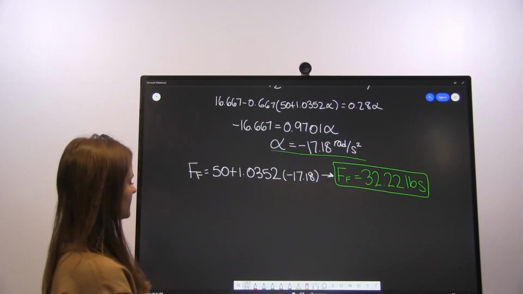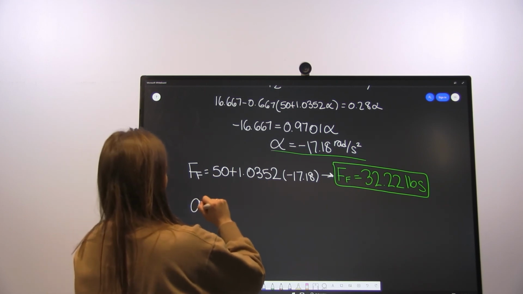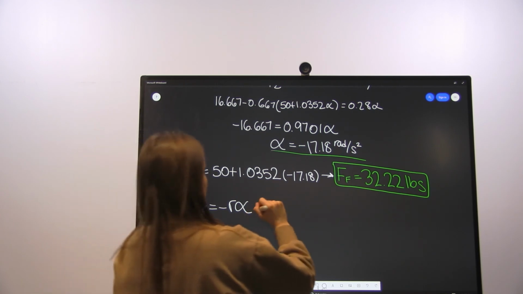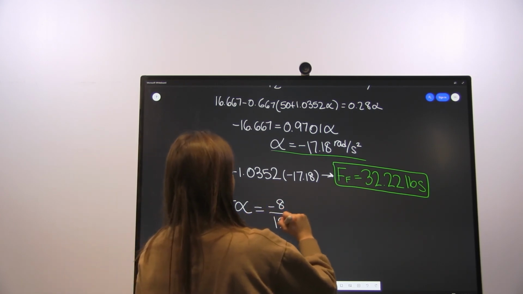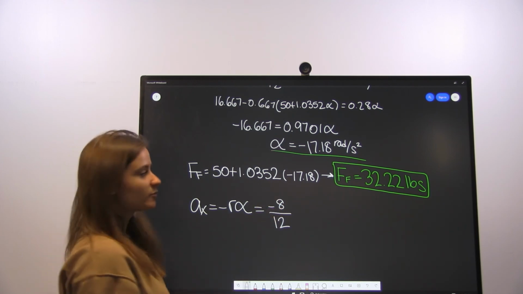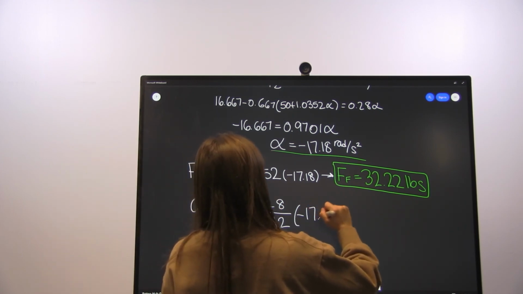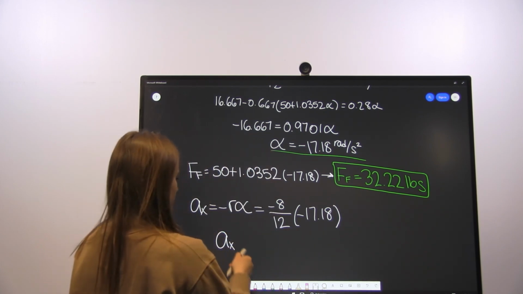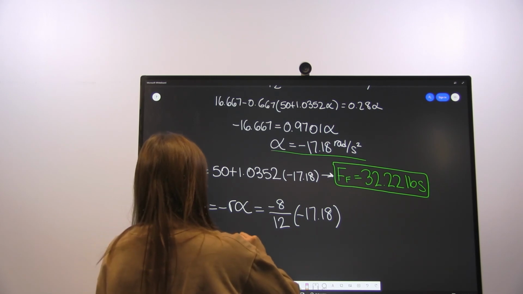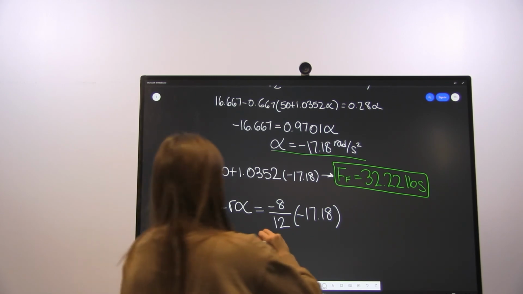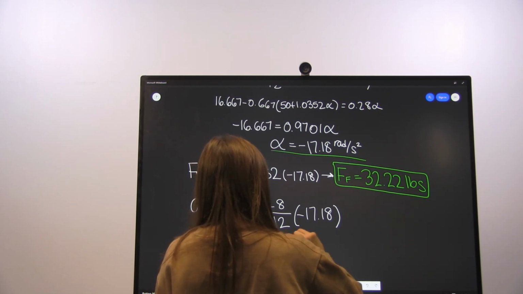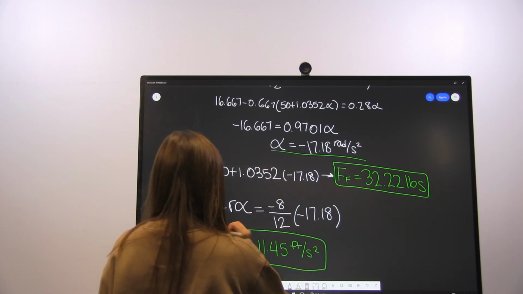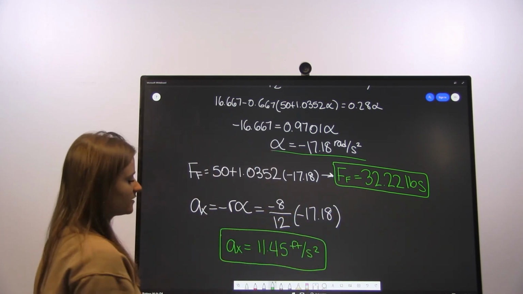So the last part of this problem is finding the acceleration in the x direction, and we know that acceleration in the x direction is equal to negative radius times angular acceleration. Our radius is 8/12 because it's the radius of the whole spool, times negative 17.18 radians per second squared, and this gives us our acceleration in the x direction is equal to 11.45 feet per second squared. And then those are our final answers. We solved for the frictional force and the acceleration in the x direction.